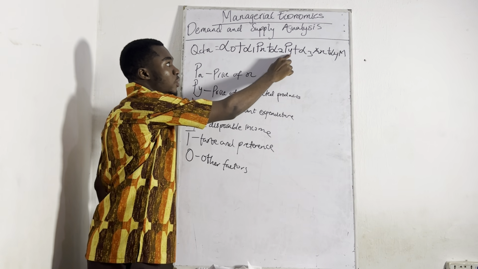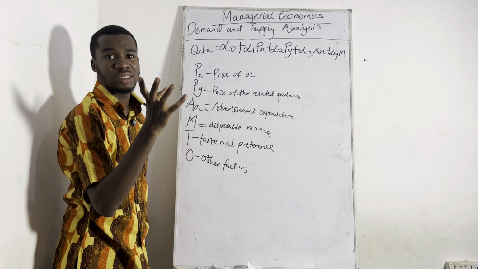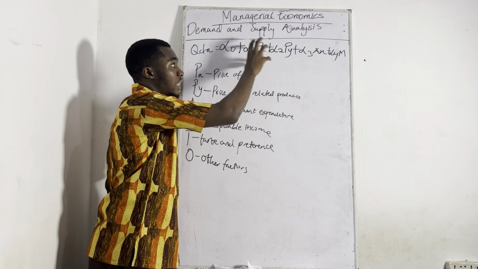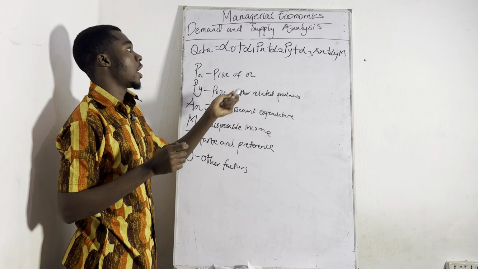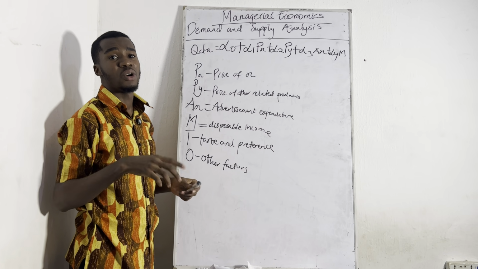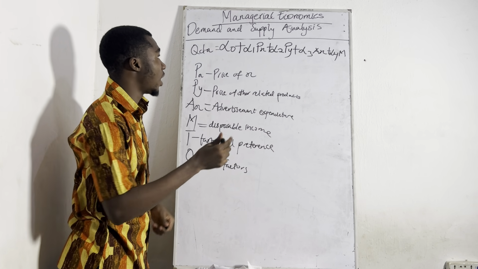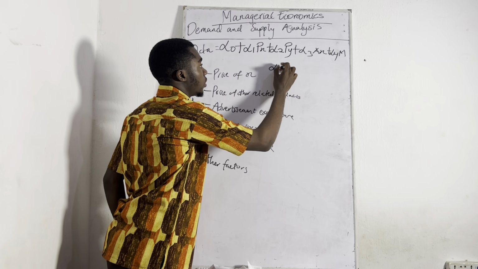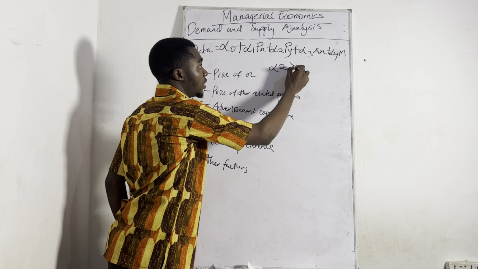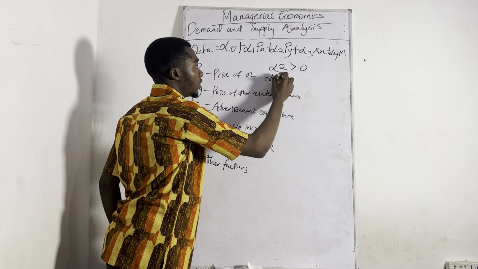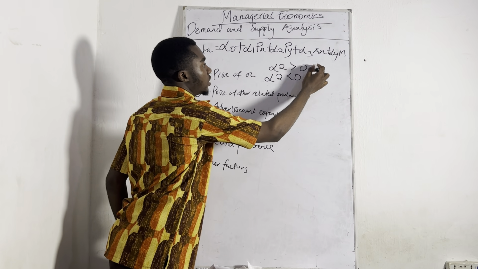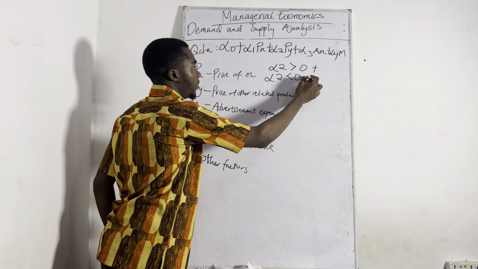But now we have PY, which means a different product. X and Y are always different. So the alpha 2, or the value they give to you, is attached to the price of the other product. And your alpha 2 can either be positive or negative, greater than 0 or less than 0. If your alpha 2 is greater than 0, it means it's positive. If your alpha 2 is less than 0, it means it's negative.